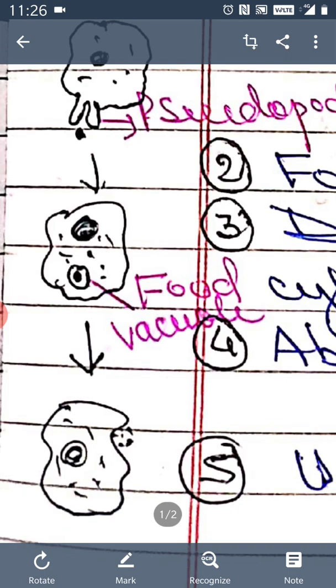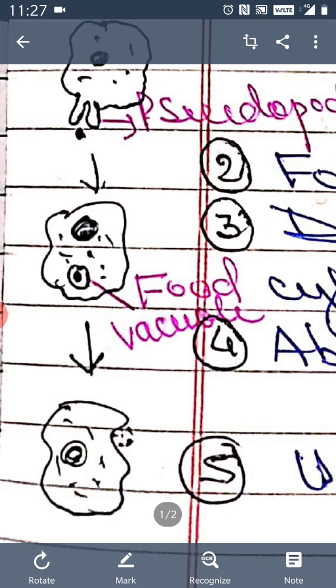This food vacuole acts like a stomach. That means whatever enzymes are there will be released inside the food vacuole. Digestion will take place inside this food vacuole, and once the food is digested, it will be absorbed by diffusion into the cytoplasm. This food vacuole moves around the whole cytoplasm and then absorption and assimilation take place.